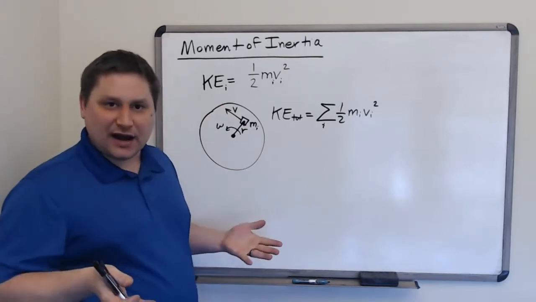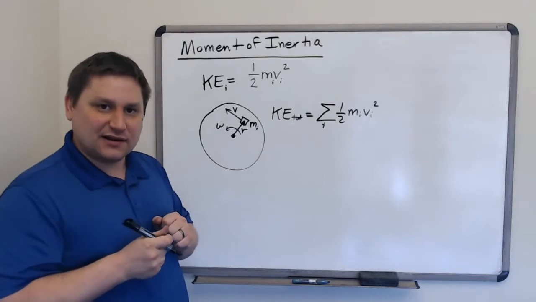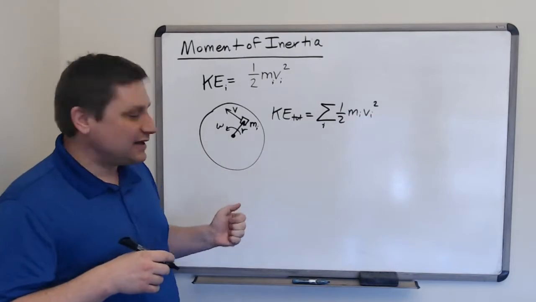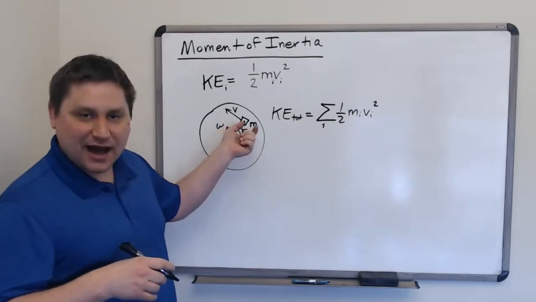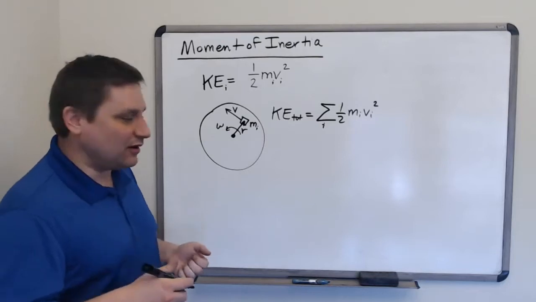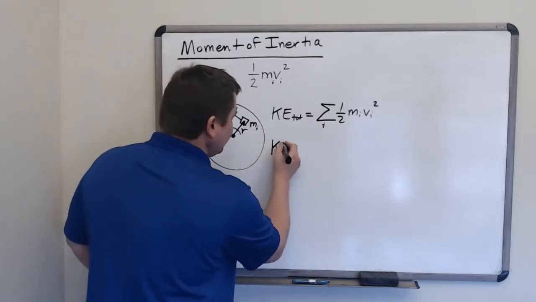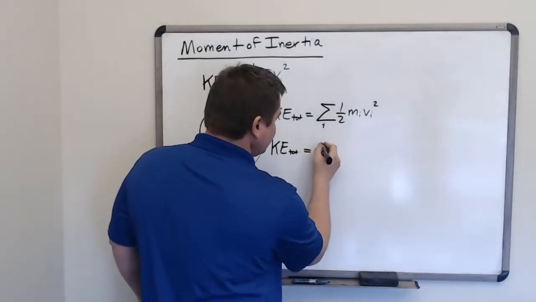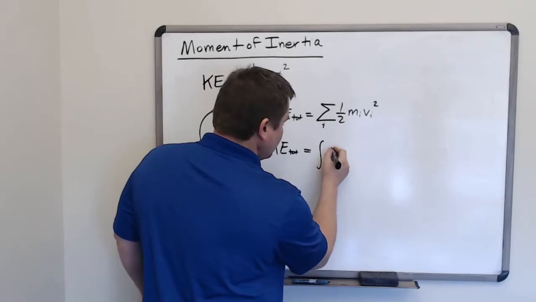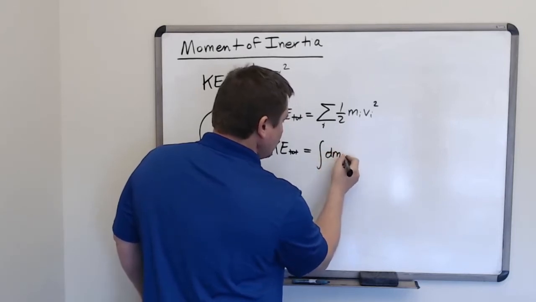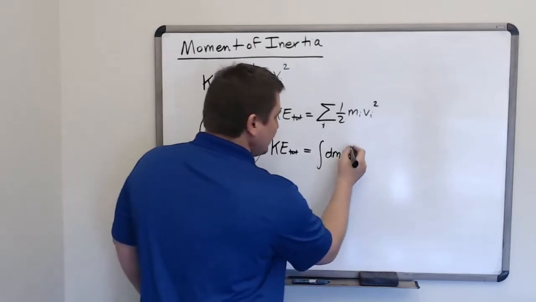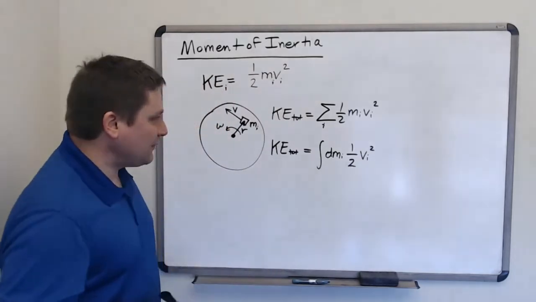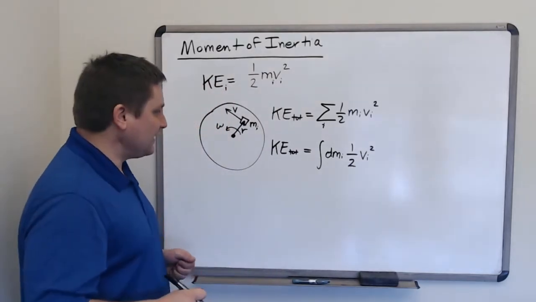So this works fine if our object is divisible into small pieces. But if the object is truly continuous, maybe it's just a solid block of metal, then the chunks of mass m_i can be made artificially small, and we can convert our summation into an integral. Our small bit of integration is the mass dm, and we have our factor of 1/2 and our factor of v squared.